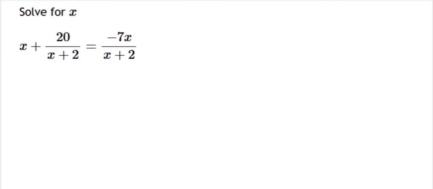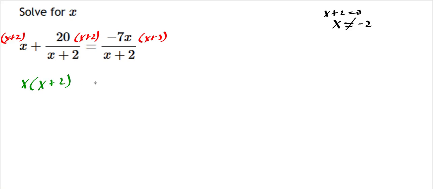We're going to turn around and multiply everything by x plus 2. Now what that's going to do is it's going to allow us to clear our fractions. It's also going to tell us that x plus 2 cannot equal 0, so x can't be equal to negative 2. I'm good. Now, so that's x times x plus 2. These cancel, so that's plus 20 equals, that cancels, negative 7x.